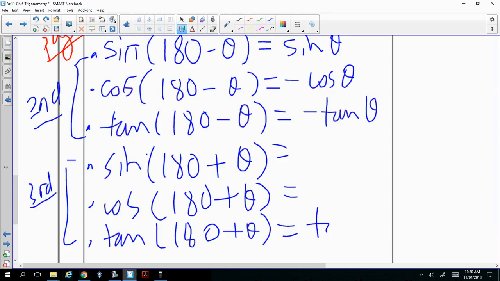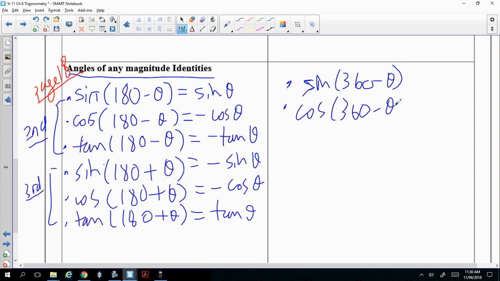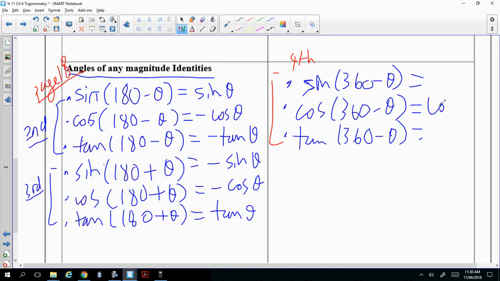And you also have the fourth quadrant: sine 360 minus theta, cos 360 minus theta, tan 360 minus theta. In the fourth quadrant, only cos is positive, the rest are negative. And you also have a negative angle, which is also like the fourth quadrant. So you've got sine negative theta, cos negative theta, tan negative theta. Only cos is positive, the rest are negative.